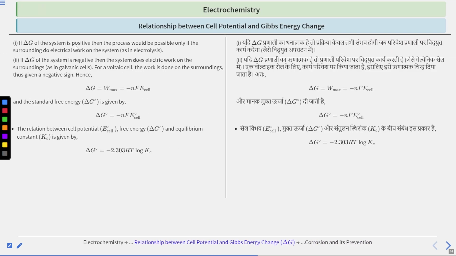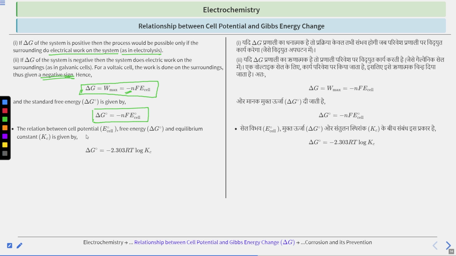If del G of the system is positive, then the process would be possible only if the surroundings do electric work on the system, as in electrolysis. And if del G of the system is negative, then the system does electric work on the surroundings, as in galvanic cells. For a voltaic cell, the work is done on the surroundings, thus given a negative sign, and hence del G equals W max, which equals minus NF E of cell. The negative sign represents that the work is done on the surroundings. And the standard free energy del G naught is given by minus NF E naught of cell.